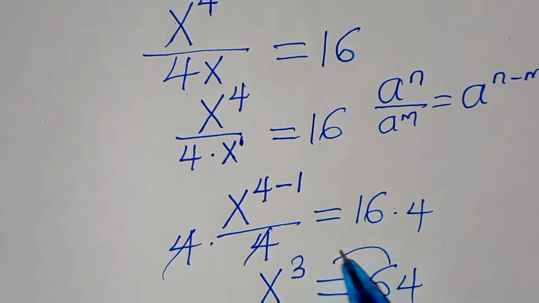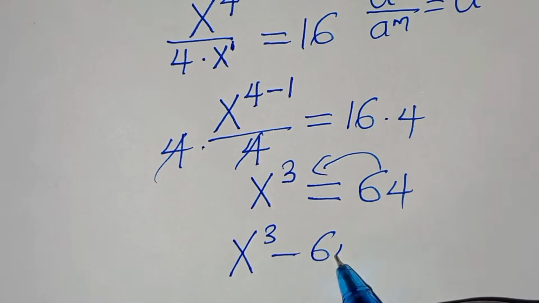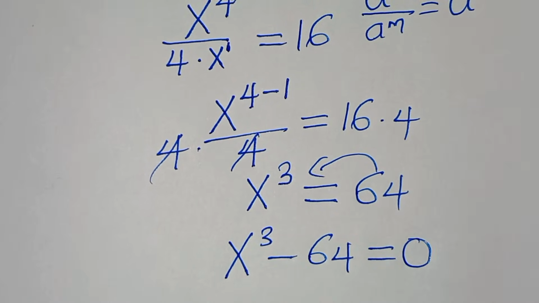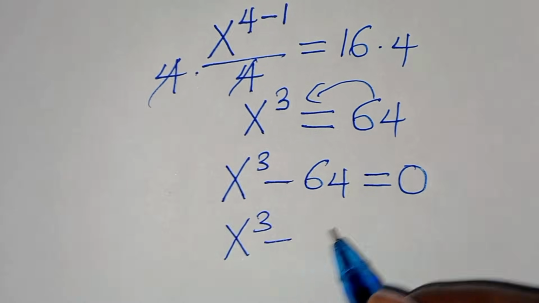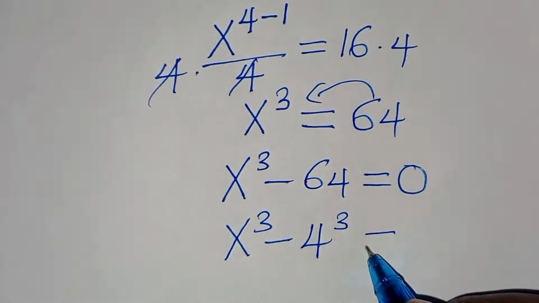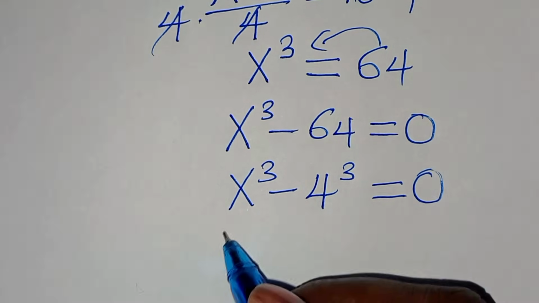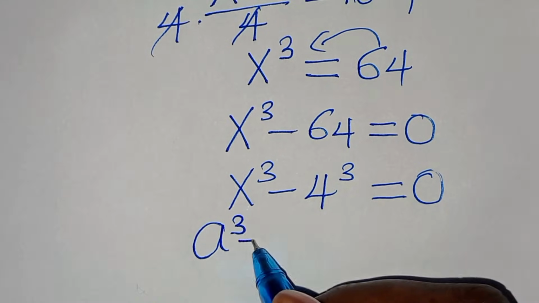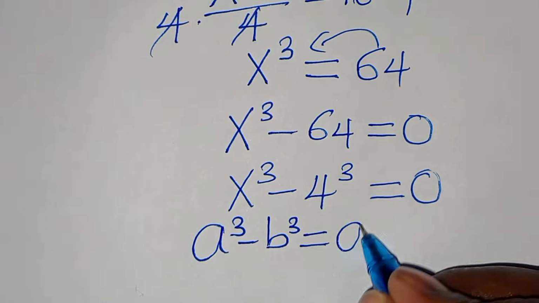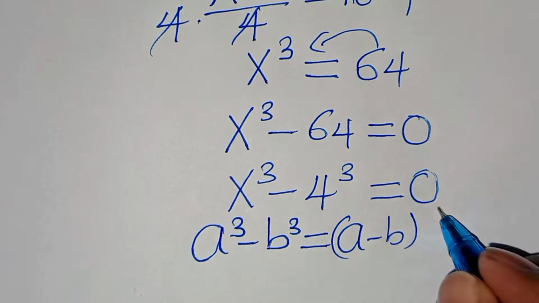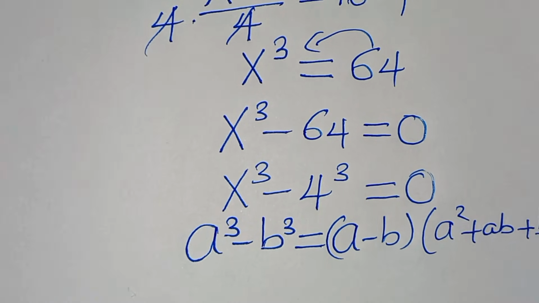Now, let's take 64 on the left-hand side, so that we have x to the power of 3 minus 64 equal to 0. Now, we can express 64 as 4 to the power of 3. Now, x to the power of 3 minus 4 to the power of 3 is the difference of two cubes, expressed as a to the power of 3 minus b to the power of 3, which we can express as a minus b times a squared plus a times b, then plus b to the power of 2.